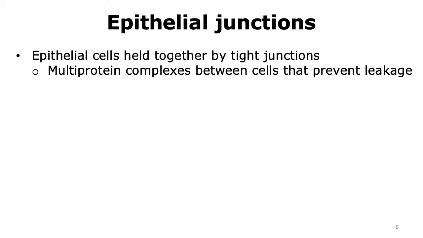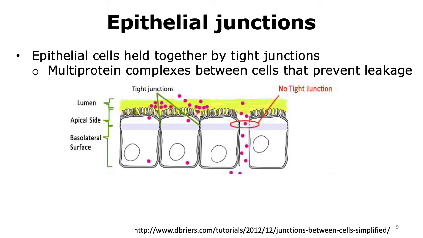Epithelial cells are held together by multi-protein complexes between the cells that are called tight junctions. Now, tight junctions prevent leakage, and here when we look at the figure, we can see a few epithelial cells, and the tight junctions are shown in the blue boxes between the two cells. They're usually made up of proteins like claudins and occludins, and they're able to form a very strong structure that prevents leakage.